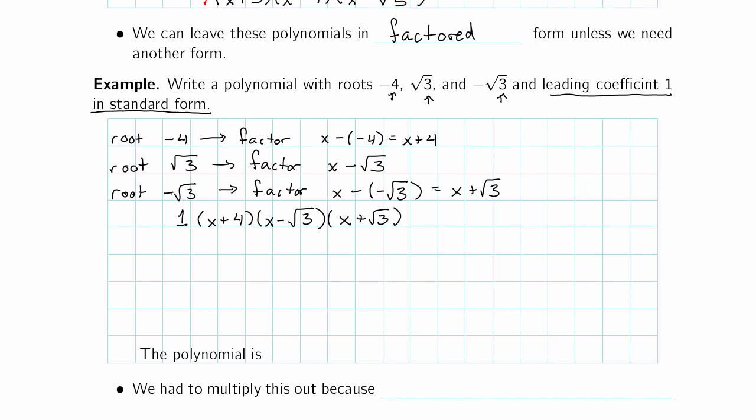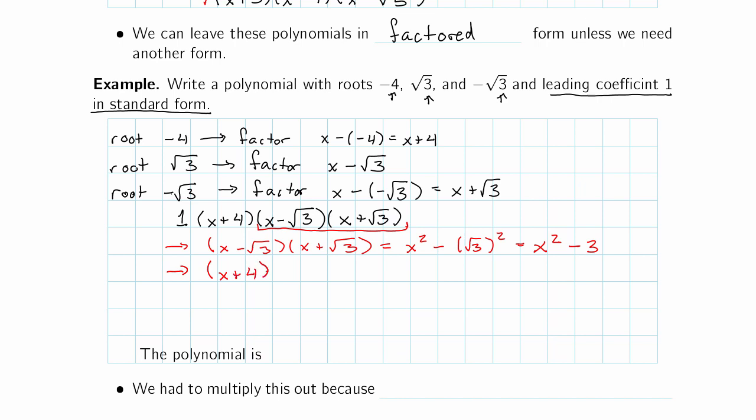Now this problem asks us to give our answer in standard form, so we've got to multiply this out. Remembering as I do my special forms, I notice that this is going to be much easier if I multiply these first. So first I'm going to take x minus root 3 times x plus root 3, which gives me x squared minus root 3 squared, which is x squared minus 3. And then I'm going to take x plus 4 times x squared minus 3.